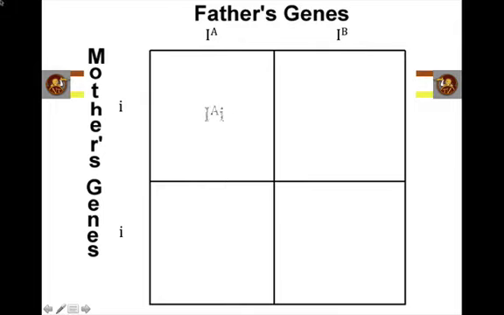So let's do the cross. Okay, we have big I A, little i, big I B, little i, big I A, little i, and big I B, little i. So looking at this, how many different types of blood can our offspring have? The answer is 2. We just have big I A, little i, or big I B, little i.